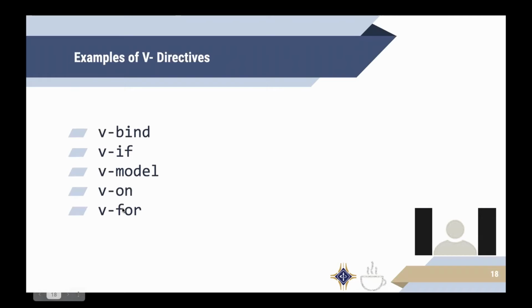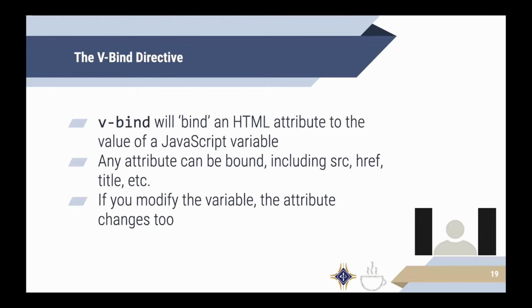And next week we'll be covering V4. So v-bind will bind an HTML attribute to the value of a JavaScript variable. Anything can be bound, like any HTML attribute, like src, href, title. And if you modify the variable in JavaScript, it will modify the value within the HTML tag.